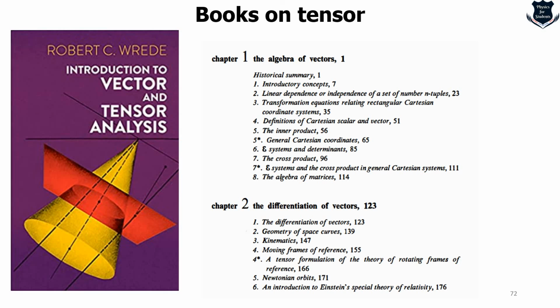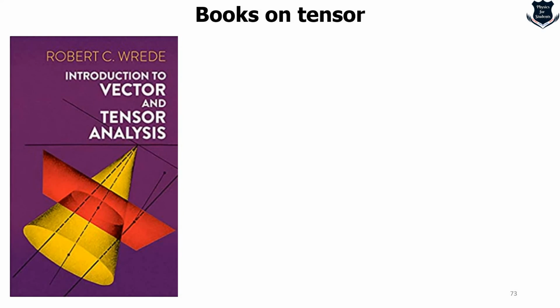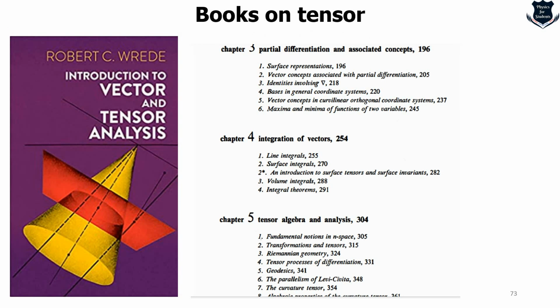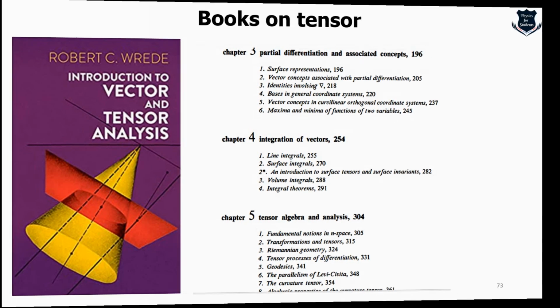So the historical summary will be given. Then the general Cartesian coordinates, that means the inner product, etc., which is there in linear algebra, that will be given. Then Professor Ward would move into geometry of spaces and curves, kinematics, etc. Then it would cover partial differentiation and associated concepts. That means that the associated concepts which are required before you jump into tensors are also being covered. You can see chapter 5 covers a lot of Riemannian geometry, geodesics, Levi-Civita symbol, curvature tensor.